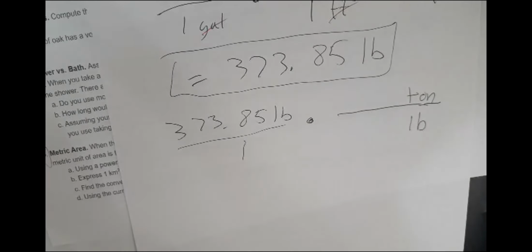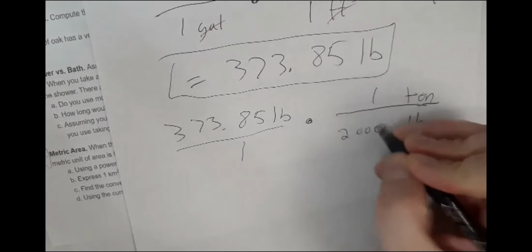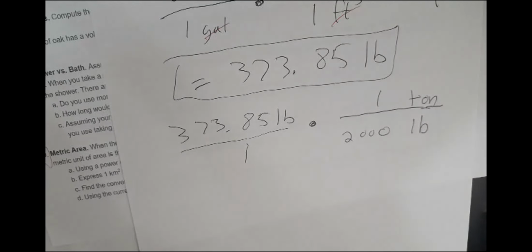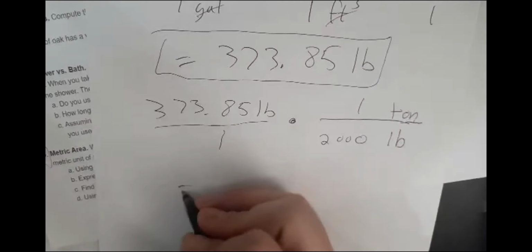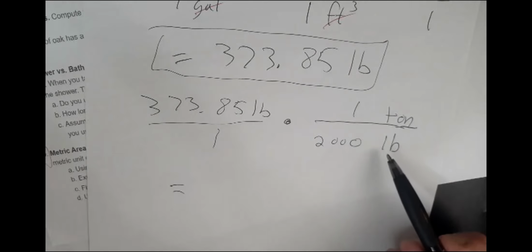Where's this table? 1 ton is 2,000 pounds. So 1 ton. If you're a shipping company, you'd want to weigh stuff in tons. I'm not really sure why you would do this, because what we're going to be getting is 373.85, and hopefully you can see it, but we're going to end up dividing here.